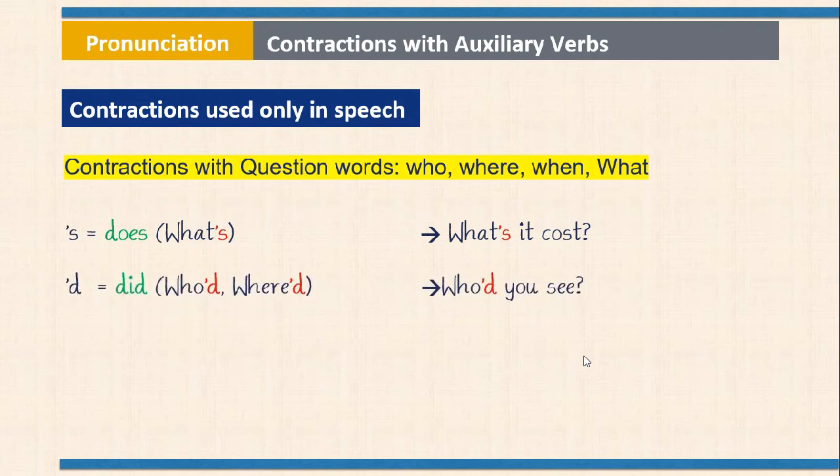Apostrophe D, which is short for did, as in who'd, where'd. For example, who'd you see, which is short for who did you see. Where'd he go, which is short for where did he go.